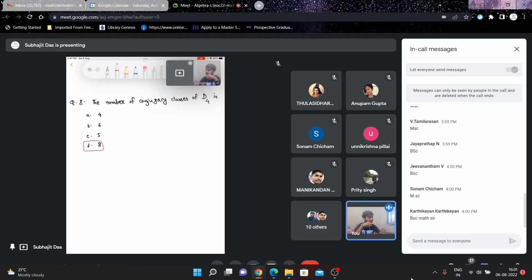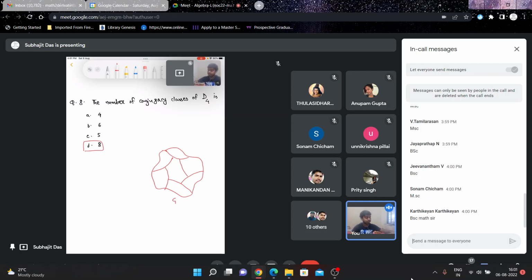What do you think? Can there be 8 conjugacy classes? You know what conjugacy classes are. Let me draw a picture for you. Suppose this is your group G. There are elements in your group, and the conjugacy classes form a partition, right? Because they are precisely the equivalence classes of an equivalence relation on your group G, the conjugacy relation. So they form a partition of your group.